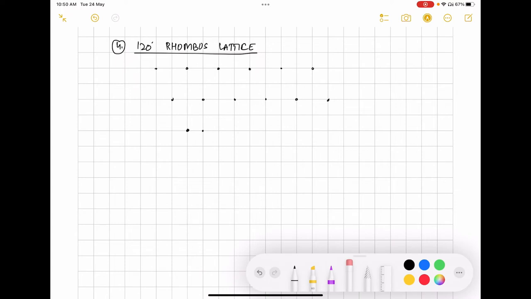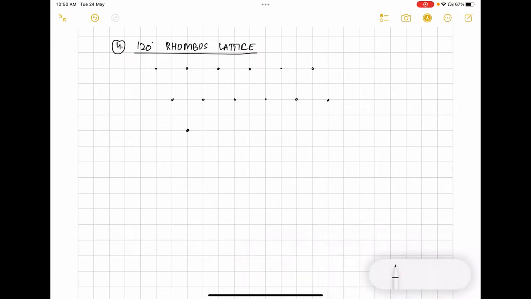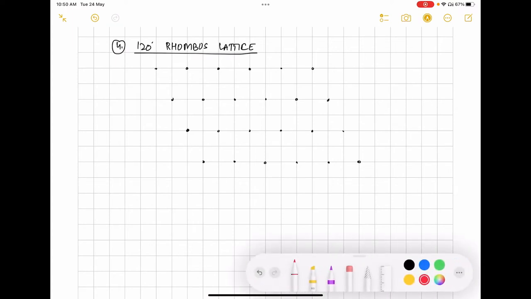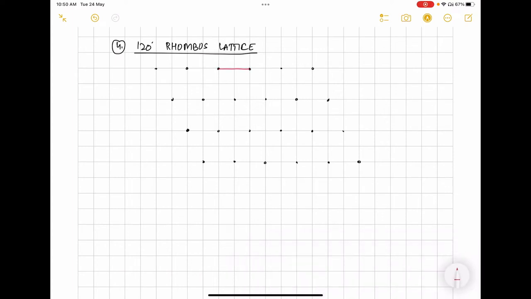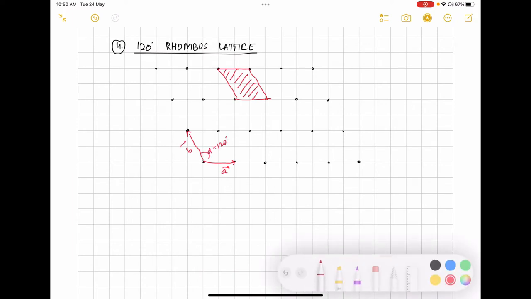So this is the lattice. Okay, this is your lattice. So the unit cell will be this rhombus. This is your unit cell. What are the basis vectors now? This A and this B. And the included angle alpha is equal to 120 degrees.